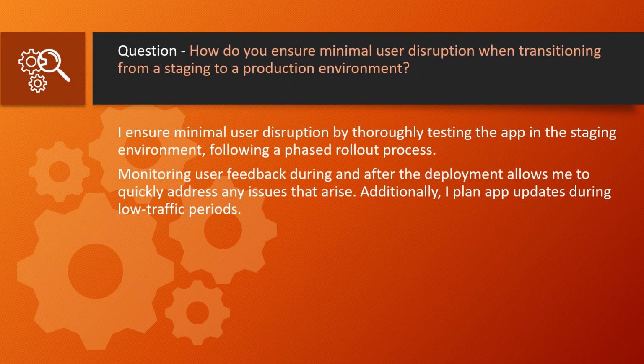How do you ensure minimal user disruption when transitioning from staging to production environment? So for minimal user disruption, we should thoroughly test the app in the staging environment, and then only follow a phase-wise rollout process. And we should monitor the user feedback during and after the deployment, and it will help to address any issue that arises. We should also plan the app updates during low traffic periods.